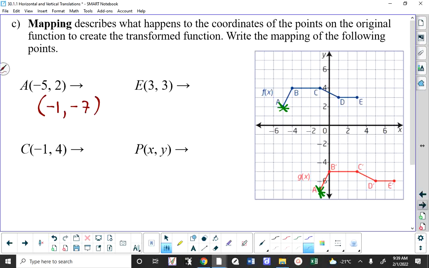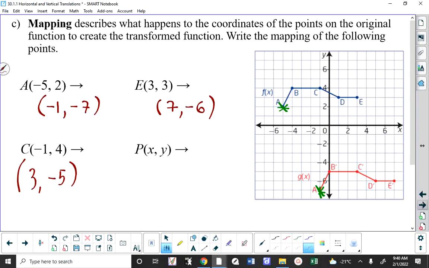3, 3, you can look at where 3, 3 is. That's point E. And you can see what it becomes. It becomes 7, negative 6. And what we're doing here is not really a Math 30 question. I wouldn't ask you this specifically on an exam. It's too simple. It's learning about what mapping is. Negative 1, 4 becomes 3, negative 5. Just double check that. Negative 1, 4 becomes 3, negative 5.